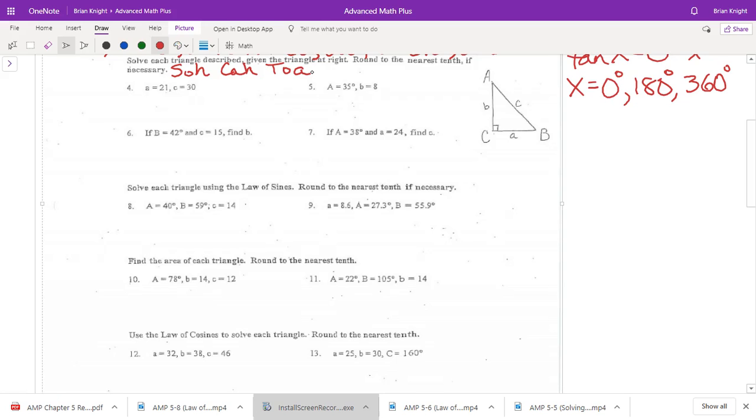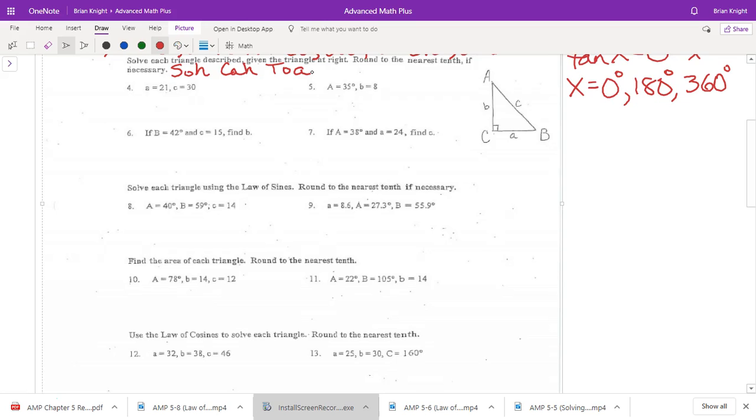All right, we are solving each triangle described in the given right triangle, or the triangle at right, excuse me. Round to the nearest tenth if necessary. So we have to find all the missing parts and plug them in. So, number 4, they give us 2 sides. So what do y'all want to find first? The third side, right? What am I missing? Leg or hypotenuse? A leg.